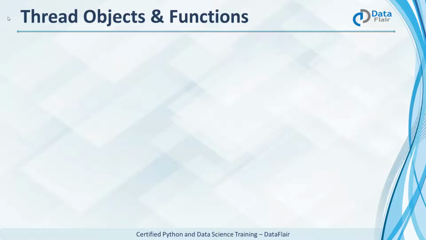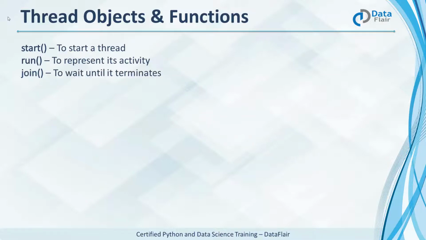The threading module has the class thread. There are many functions we can call on a thread. Start to start its activity. Run represents its activity. Join waits until it terminates and blocks the calling thread.